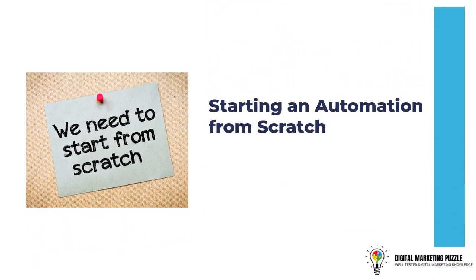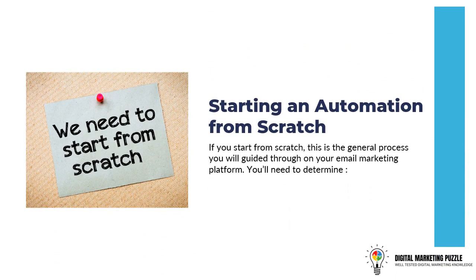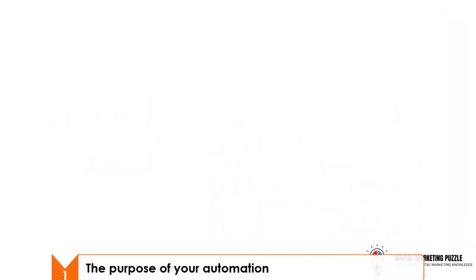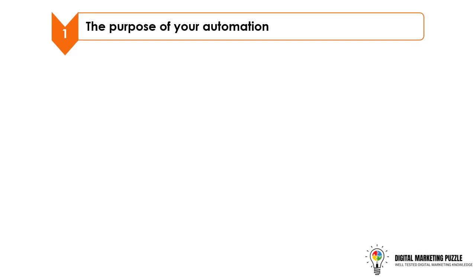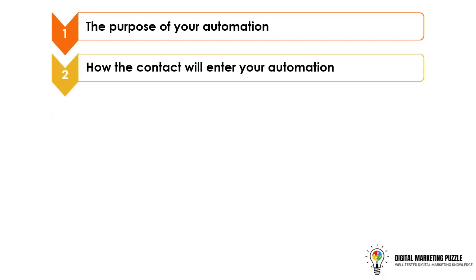Starting an automation from scratch. If you start from scratch, this is the general process you will guide it through on your email marketing platform. You'll need to determine 1. The purpose of your automation. 2. How the contact will enter your automation. For example, click an email link, add a tag, submit a form, or subscribe to a list.